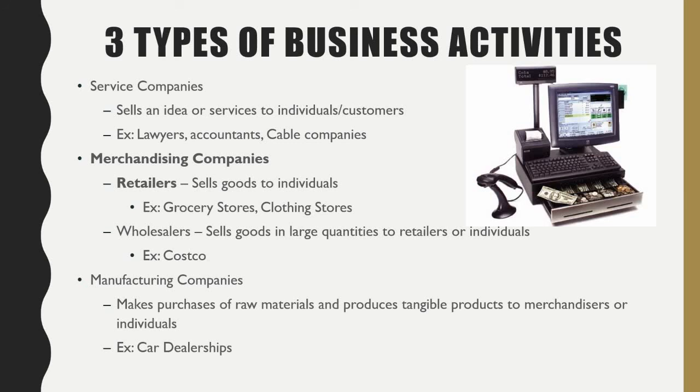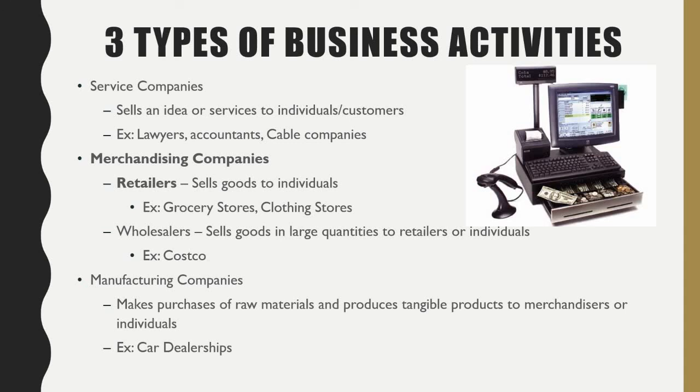So again, we have 3 types of business activities. We have service companies, which provide services. So an auto mechanic, right? They provide services. They don't sell items to a customer. They primarily do service. Other examples are lawyers, accountants, and cable companies. They provide services to their customers.